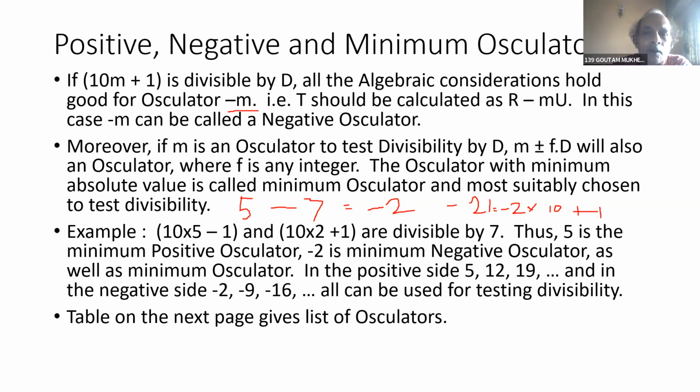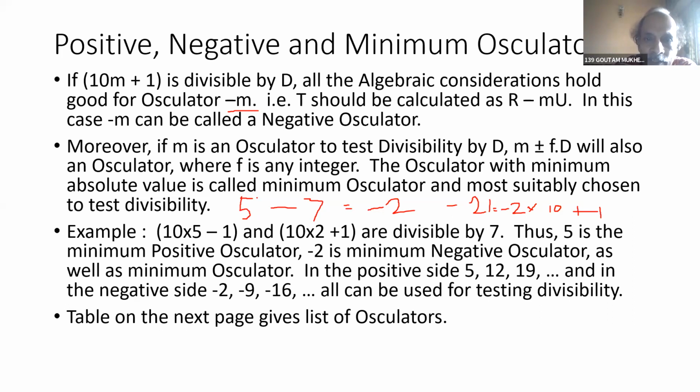But why use 12 when you can use 5? Unnecessarily, why use 12? You can use 19 also in case of 7. 19 into 10 minus 1, that is 12 into 10 minus 1, 119 is divisible by 7. I could have used 12 also, but why use 12? I give the negative, minimum one.